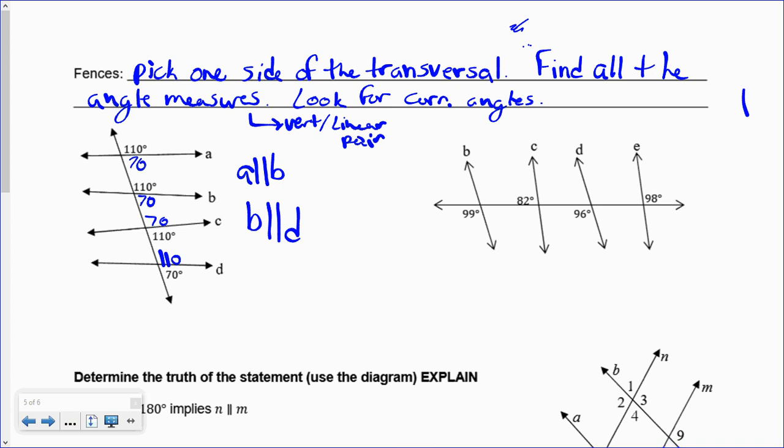Is there another set? A and D. So all those are parallel because the corresponding angles are congruent. Yeah, C is just random and they're not really doing anything. Right? So that's basically how you work with fences. Just look for corresponding angles.